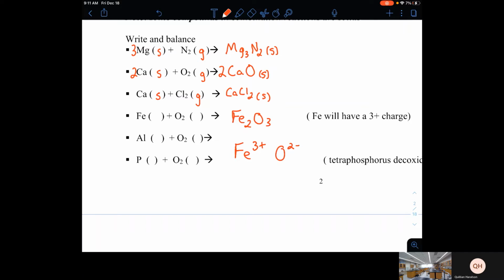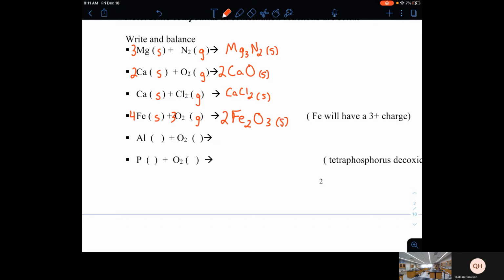Fe2O3. You're a crystalline solid, you're a solid, you're a gas, and then once again, balancing this out, I'm going to put a 2 here, a 3 here, and then I am going to put a 4 in front of the iron. And now this is balanced. 2 more for the combination reactions, and then we'll be done with combinations.